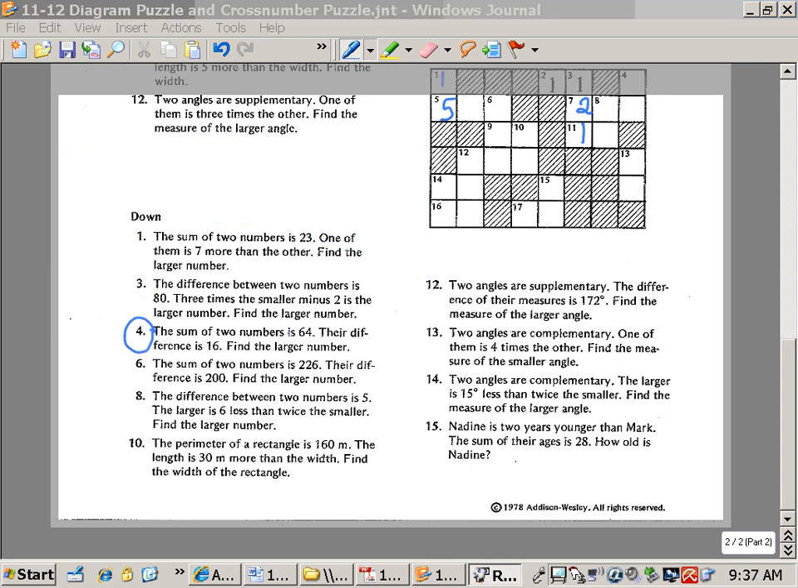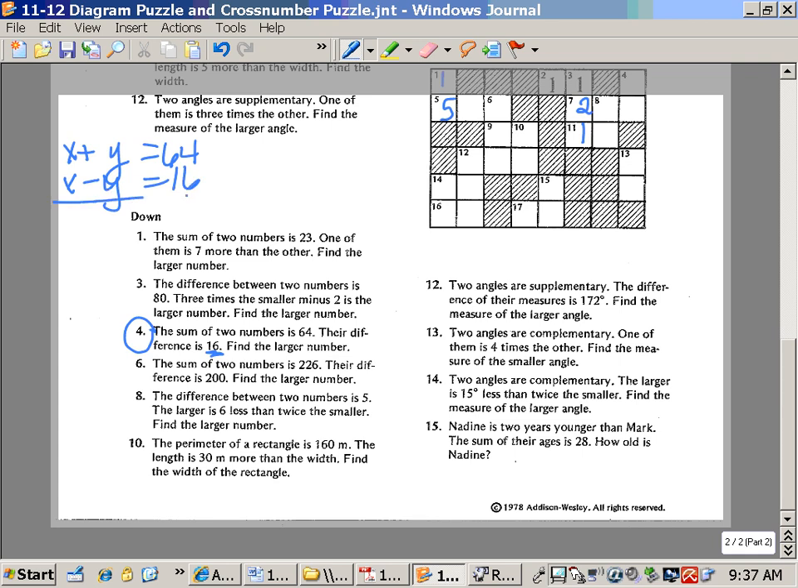Number 4, the sum of two numbers is 64. What do they add up to? X plus y is 64. Okay, the difference is 16. X minus y is 16. Now, you cannot use the 64 and the 16 twice, only one time. Now, is this elimination or substitution?